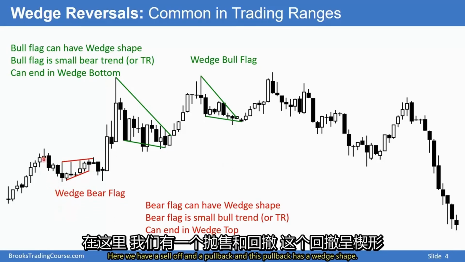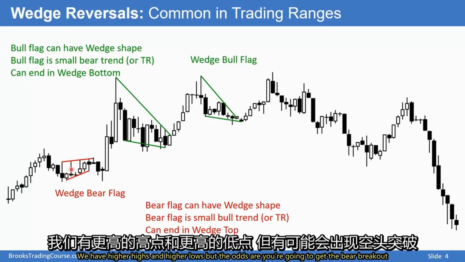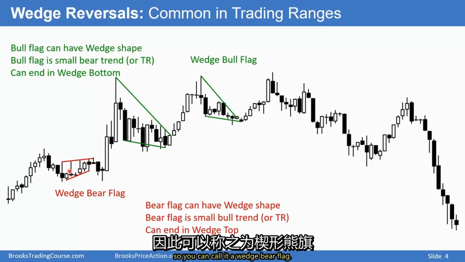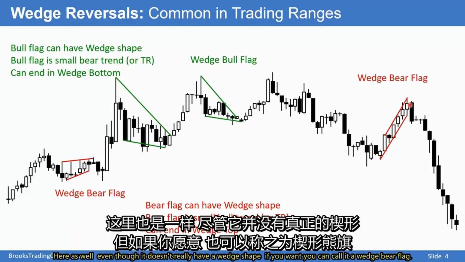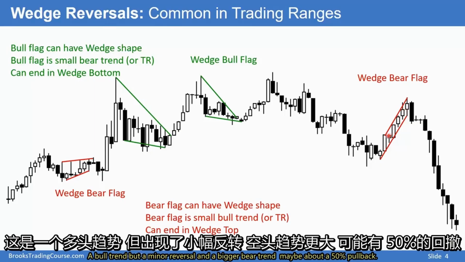Here we have a sell-off and a pullback, and this pullback has a wedge shape. It's a small bull trend. We have higher highs and higher lows, but the odds are you're going to get the bear breakout, so you can call it a wedge bear flag. Here as well, even though it doesn't really have a wedge shape, if you want, you can call it a wedge bear flag. A bull trend, but a minor reversal, and a bigger bear trend, maybe about a 50% pullback.